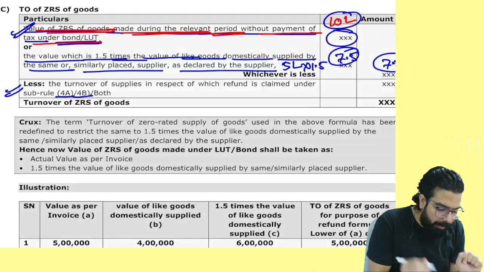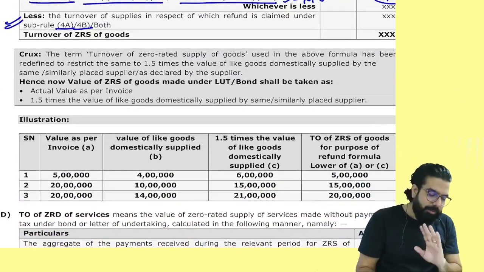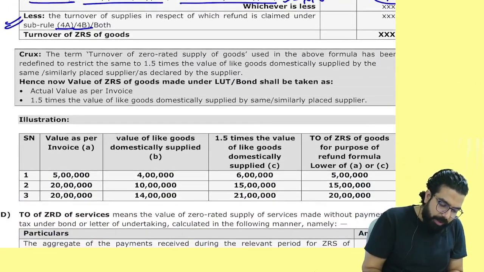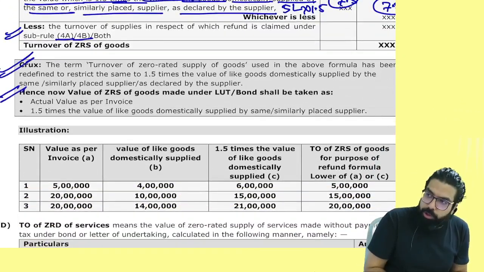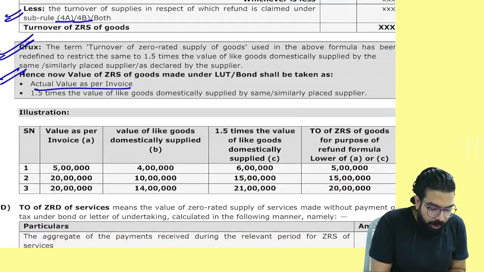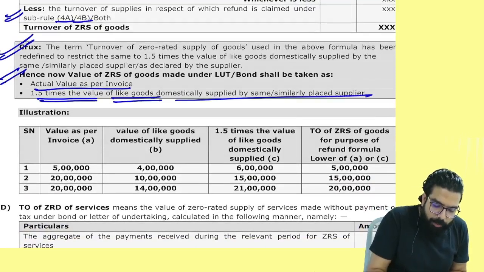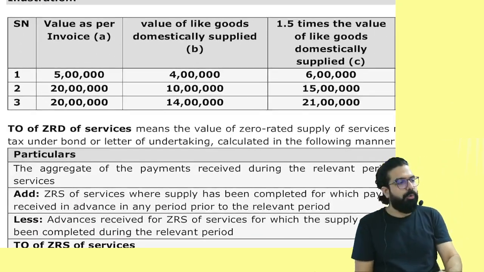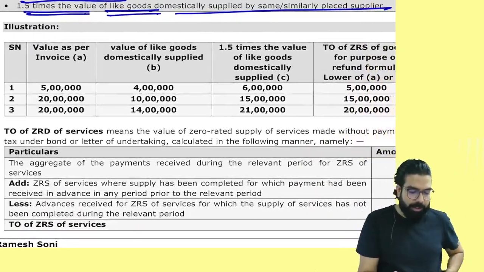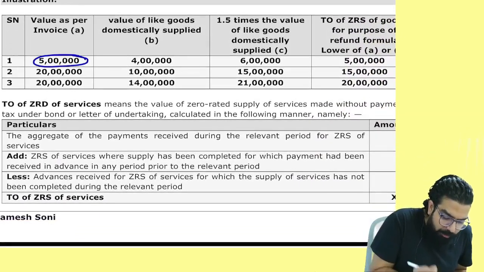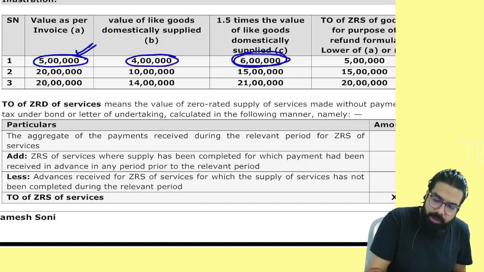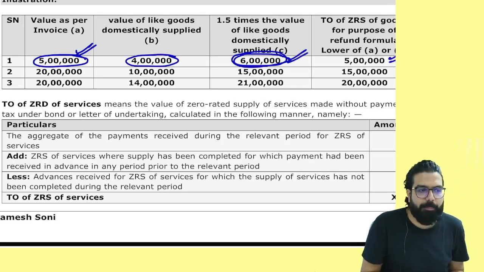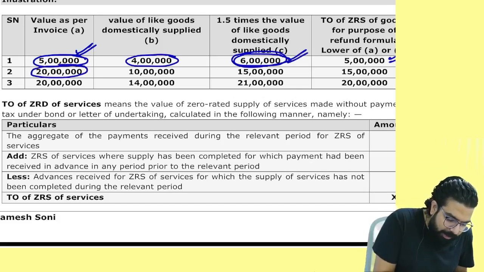But then government went ahead and again told, see, government is telling everyone over here. This I have already told you. Actual value as per your invoice or 1.5 times of the like goods domestically supplied. For an example, this is my textbook which I am explaining. Everyone listen carefully. Value as per your invoice is 5 lakh rupees. Domestically, the goods are supplied at 4 lakh. It means maximum it can be how much? Invoice value you have shown 5. 5 or 6, whichever is lower, 5 lakh rupees. Is my point clear?